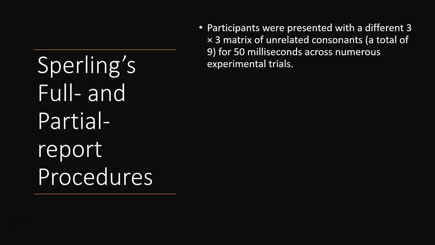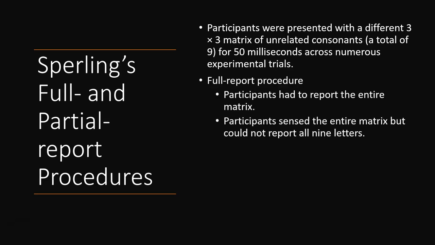They're shown for 50 milliseconds across a number of trials. In the full report procedure, you have to report all 9 letters. And participants are fully able to say they know that they saw 9 letters. They saw the whole matrix. But by the time they could report all of them, the image fades. So they can only get through part of it.